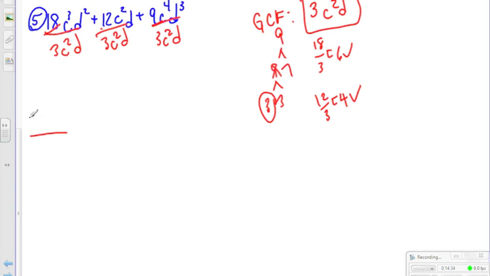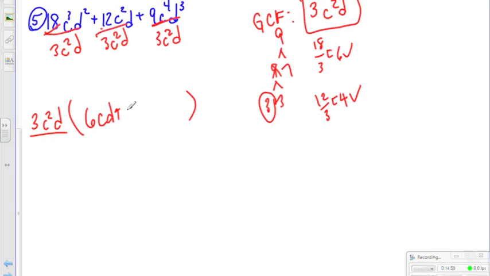So when we write out our answer, our GCF goes on the outside. And then we divide, we put our answer inside the parentheses. So we just divide each term at a time. So 18 divided by 3 is 6. And then remember, we subtract our exponents when we're dividing. So 3 minus 2 gives us c to the first. D squared minus d to the first gives us d to the first.